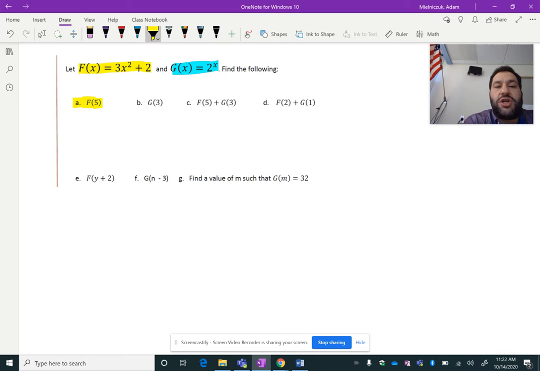When we're finding g of something, we're going to use the, I don't know, what color is this? I would say blue. Stop correcting me.